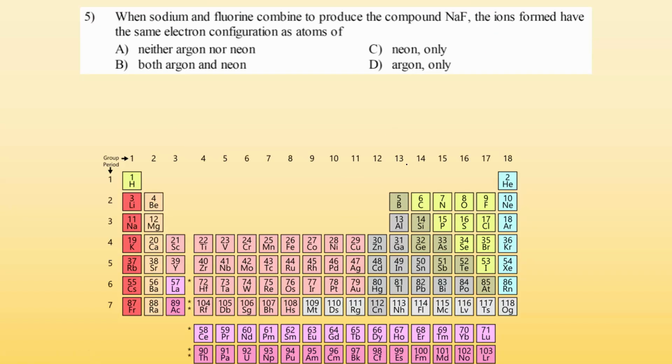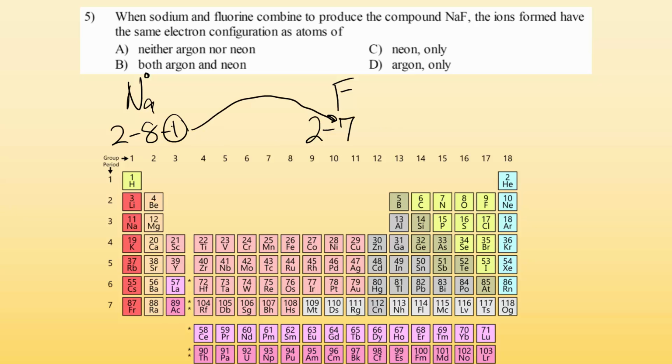5. When sodium and fluorine combine to produce the compound sodium fluoride, the ions form the same electron configuration as an atom of what? Well, if we take a look at sodium, its configuration is 2-8-1, and fluorine is 2-7. And what's going to happen is, well, hey, sodium is going to give that 1 valence electron to the fluorine, so it's going to become 2-8, and fluorine is also going to become 2-8, which is the same electron configuration as neon.